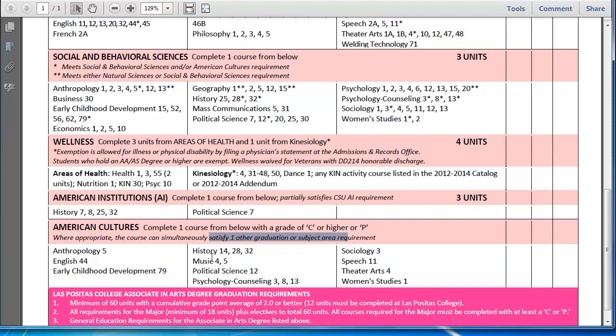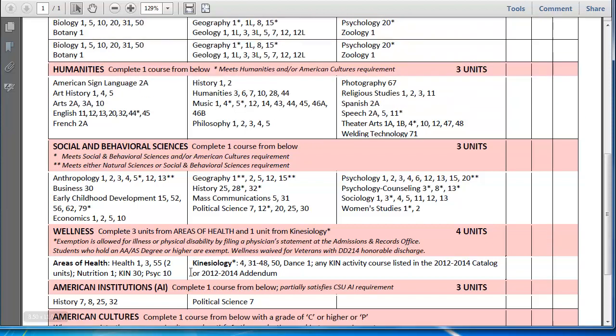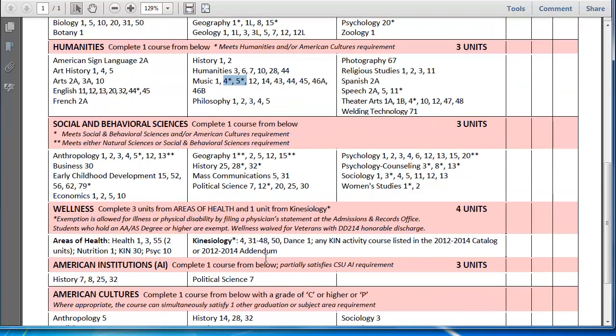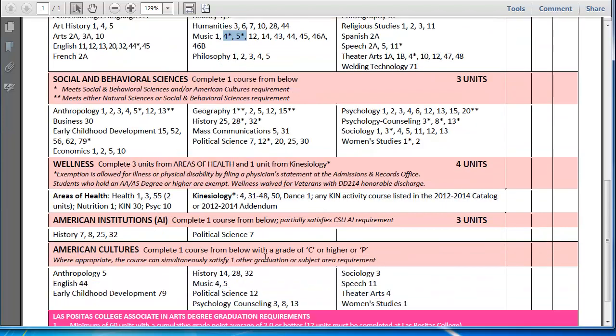So for example, if you completed music 4 or 5, that would fulfill this American cultures requirement and the humanities area. So that one class can fulfill 2 different sections. Or if you decide to complete Soc 3, that would fulfill American cultures and the social science area as well.